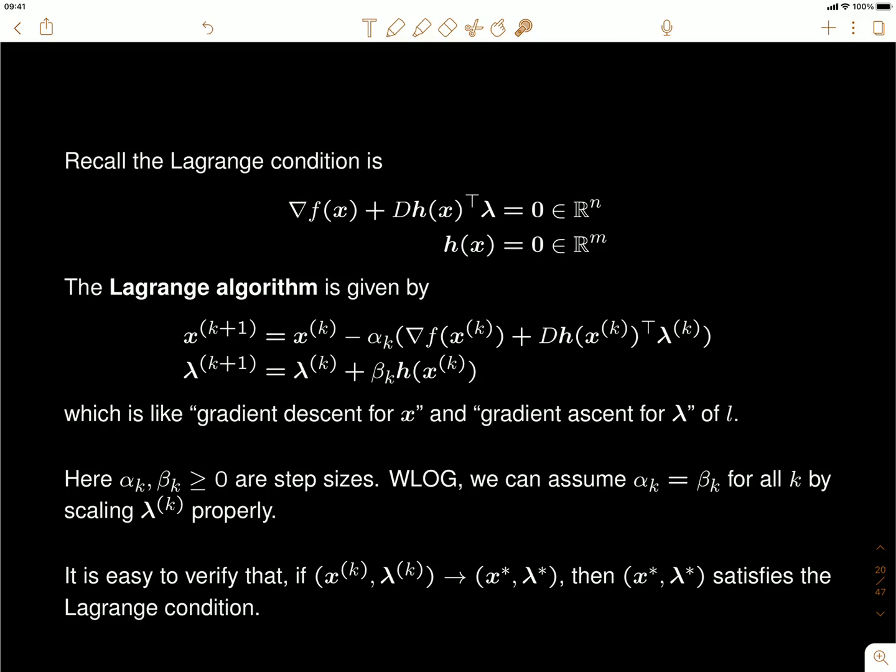Okay, and in particular, we will do the analysis soon. We're going to choose this alpha k, beta k to be equal, because you can see that if you choose them differently, then you can simply scale the lambda. You choose the lambda in a different way, so there is no generality we lose here. Okay, so we're going to discuss this convergence right now.